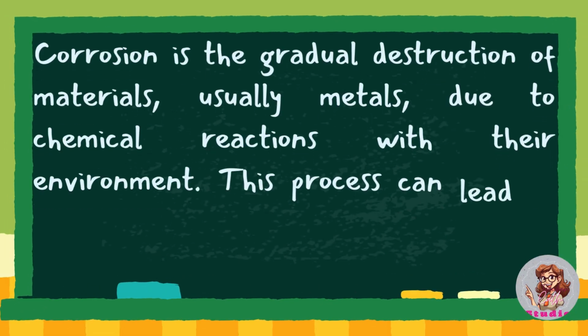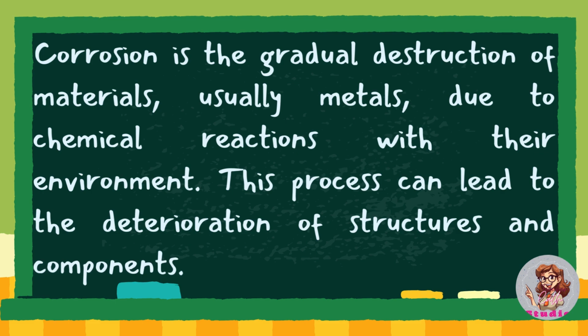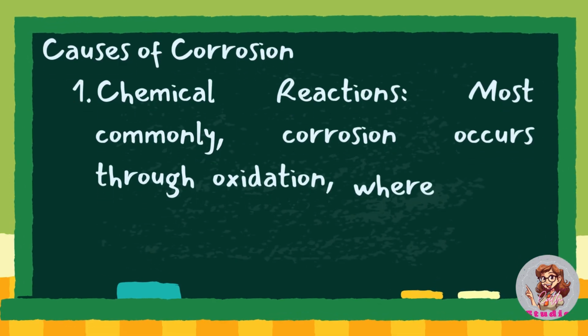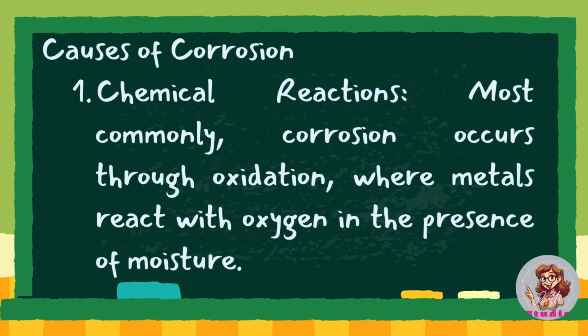Corrosion is the gradual destruction of materials, usually metals, due to chemical reactions with their environment. This process can lead to deterioration of structures and components. Causes of corrosion. Number 1. Chemical reactions. Most commonly, corrosion occurs through oxidation, where metals react with oxygen in the presence of moisture.